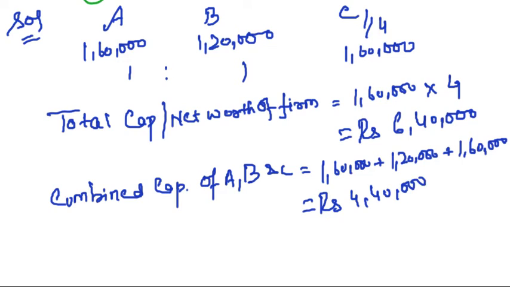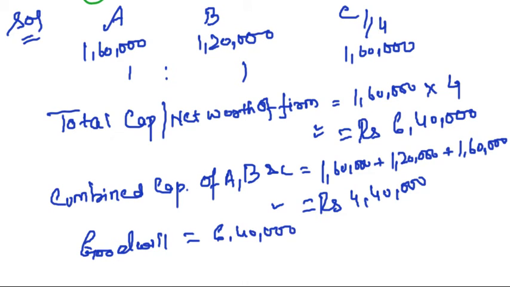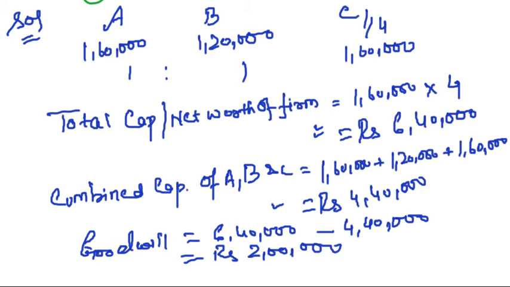This comes to rupees 4,40,000. Now see, C is bringing something extra. How much? 2 lakh he is bringing extra. Why? The combined capital should be 4,40,000, but according to C's share, the capital comes out to be 6,40,000. What is this 2 lakh extra? That is goodwill. So the goodwill is 6,40,000 minus 4,40,000. This comes to rupees 2 lakh. 2 lakh is the goodwill of the firm.